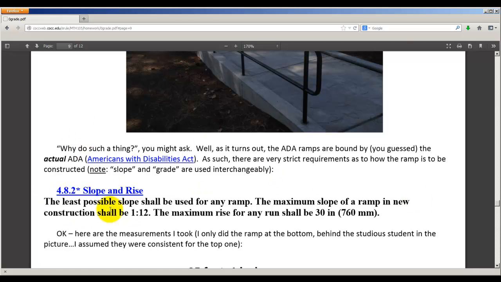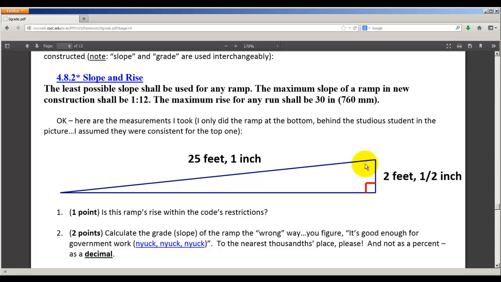Here is the code about slope and rise for these ADA ramps. The maximum rise for any run shall be 30 inches. Okay, so the first thing I did was I took some measurements here. It looks like we rose 2 feet and a half an inch. And the hypotenuse was 25 feet 1 inch.